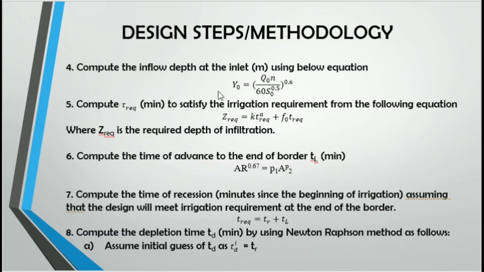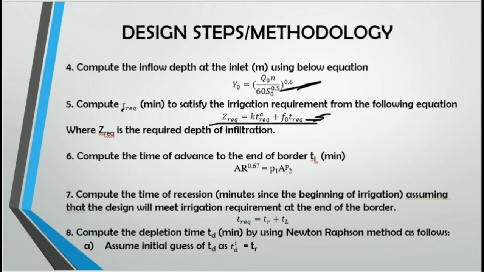Okay, and then you can compute your YO, or your inflow depth, using this equation over here, and then compute the Z-rec, but you can also use this symbol over here, in minutes, to satisfy the irrigation requirement from the following equation. Z-rec is the required depth of infiltration. So here Z-rec is equal to this equation. You can compute your required depth of infiltration using this equation over here, and compute the time of advance to the end of border, TL.